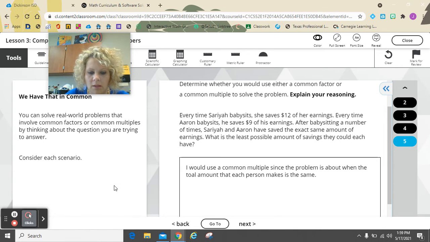So hopefully we said common multiple because the problem is about when the total amount that each person makes will be the same. So we have two different quantities. We have Soraya $12 and Aaron $9, but we want to know at what point in time they are going to make the same amount of money, okay? And again, make sure that you're completing what I'm completing because you'll be turning this in and you'll be receiving a grade for it.